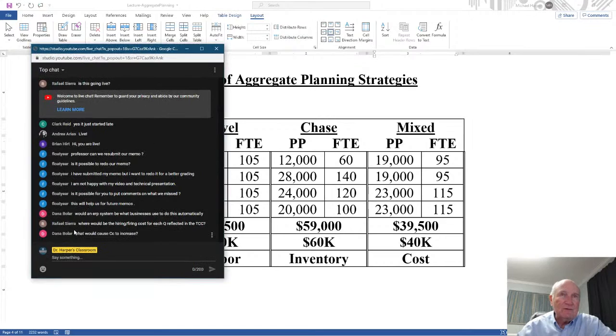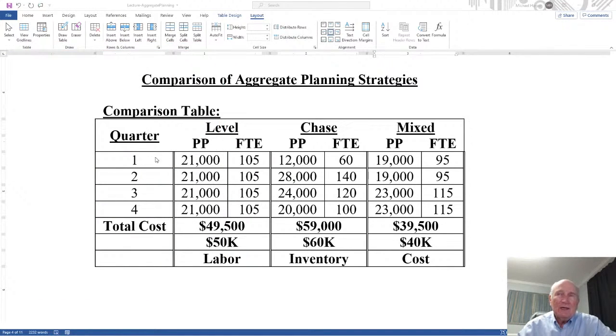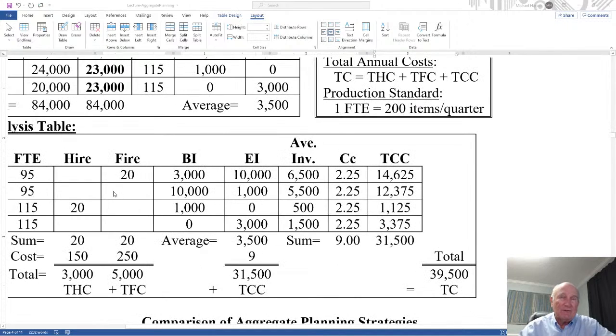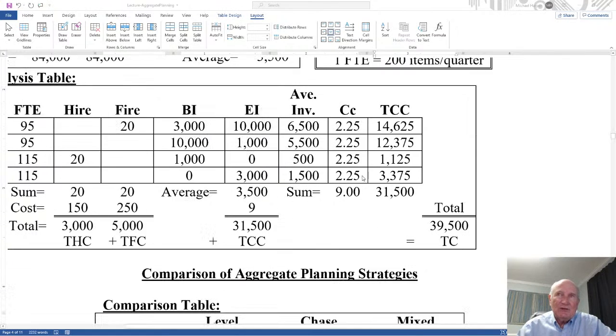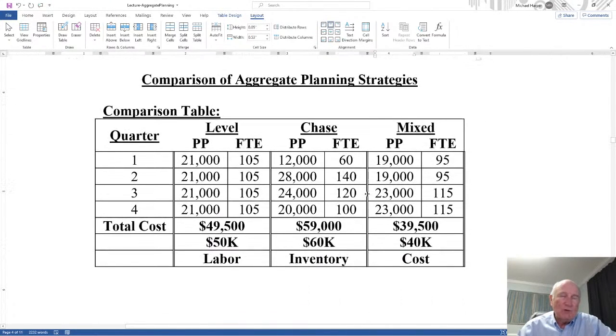Now, as far as Raphael, as far as where would the hiring and firing cost for each Q, I'm assuming you mean the quarter. This is aggregate. I didn't do the cost for hiring and firing every quarter. You could, if you wanted to, and maybe you should. So in your analysis table, maybe you'll do the cost of hiring and firing. It's a very good point, and some people would. So this is your cash flow for your inventory. You can have another cash flow for your labor. Okay, good point.